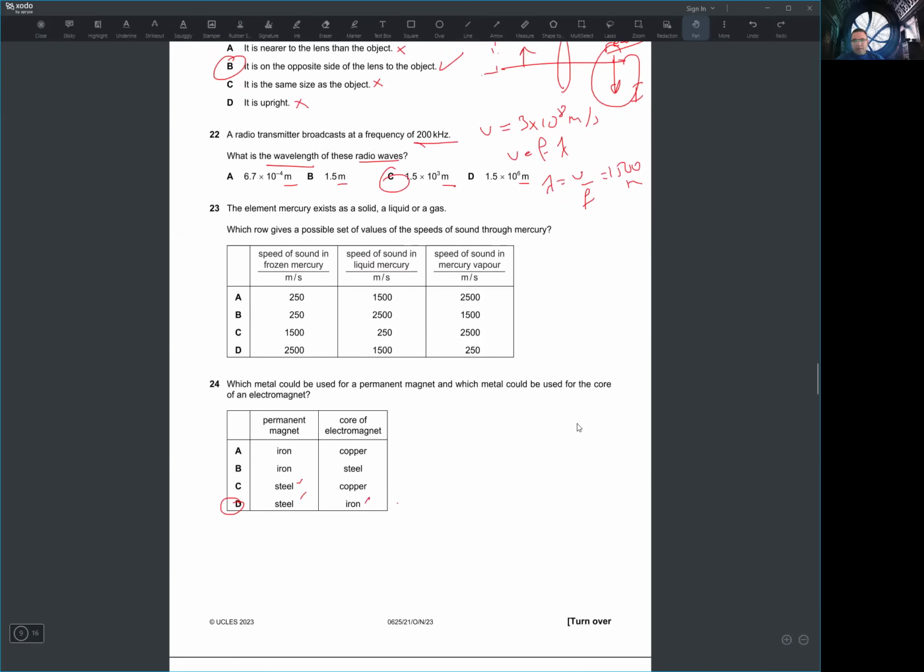Next. The element mercury exists as a solid, liquid, or a gas. Which row gives a possible set of values of the speeds of sound through mercury? Speed of sound in frozen mercury, in liquid mercury, and in vapor. I know, before I start, that in solids the speed is the highest. In gases, the speed is the lowest. Right? In liquids, the speed is in the middle. So I'm looking for the highest, medium, and then low. So D is the only correct answer because this is the only one in this order. It's decreasing. Speed of sound in gases is less than the speed of sound in liquids, which is less than the speed of sound in solids.